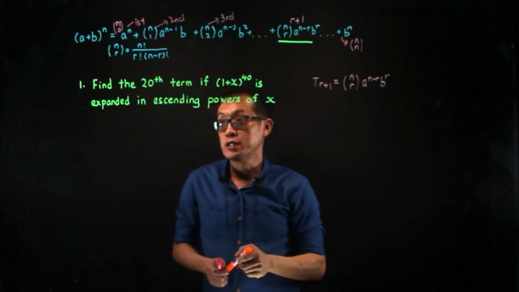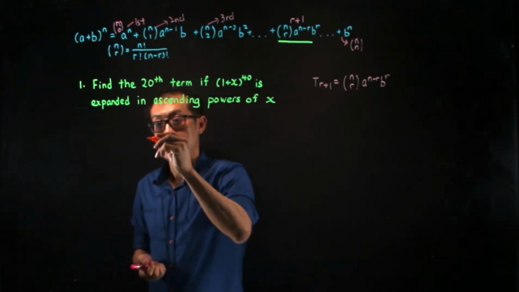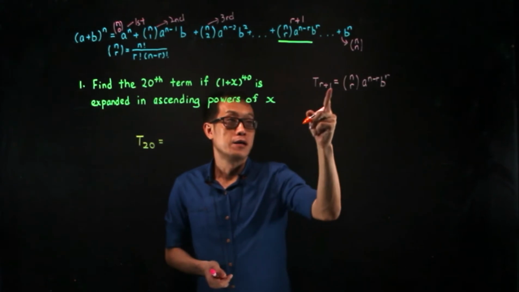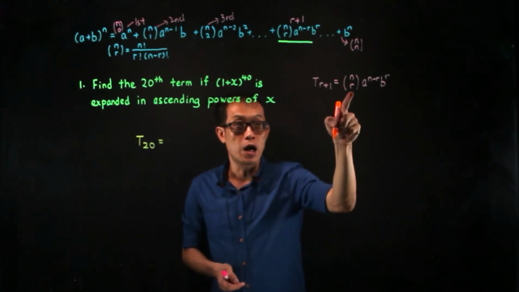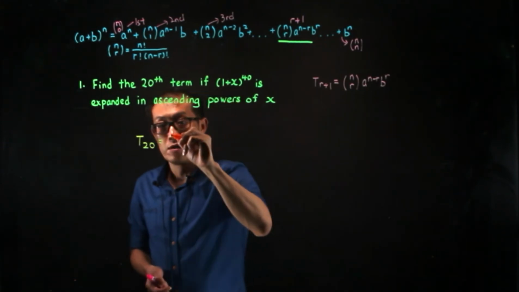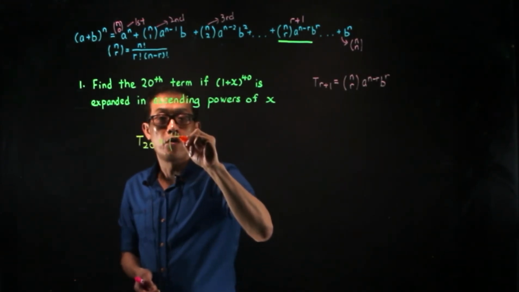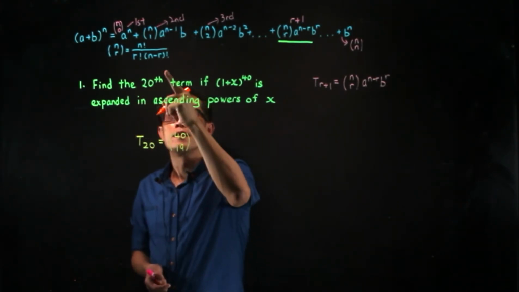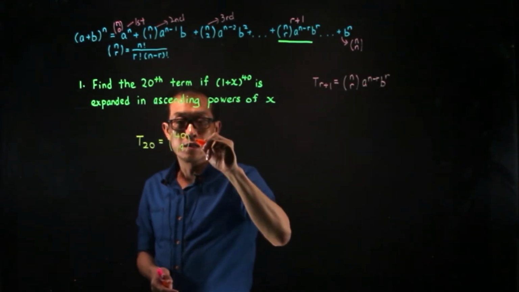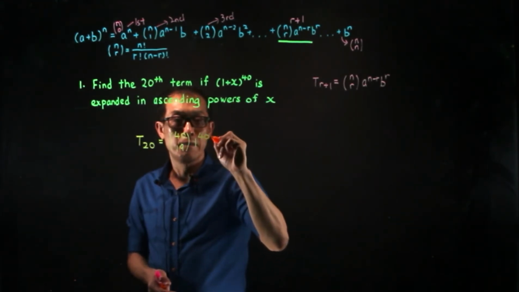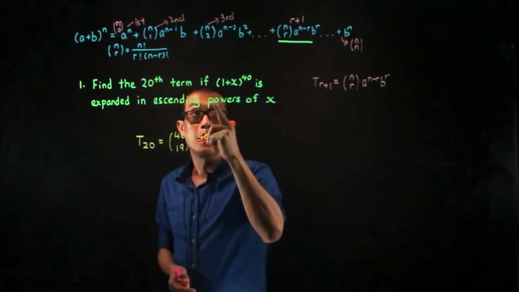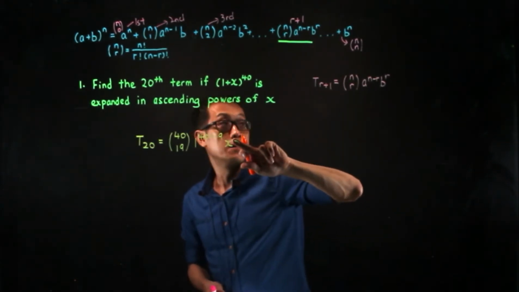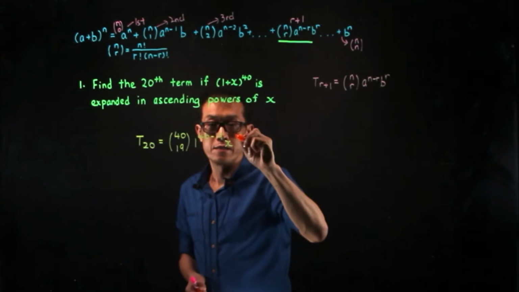So now back to this question. They want term 20, so it will be T20. Now when it's 20, your r will be 19. So it will be 40C19, then 1 to the power of 40 minus 19, and x to the power of r. r is 19.